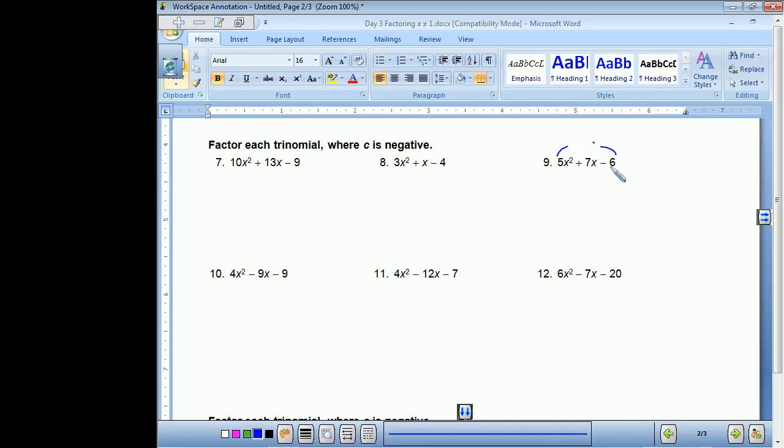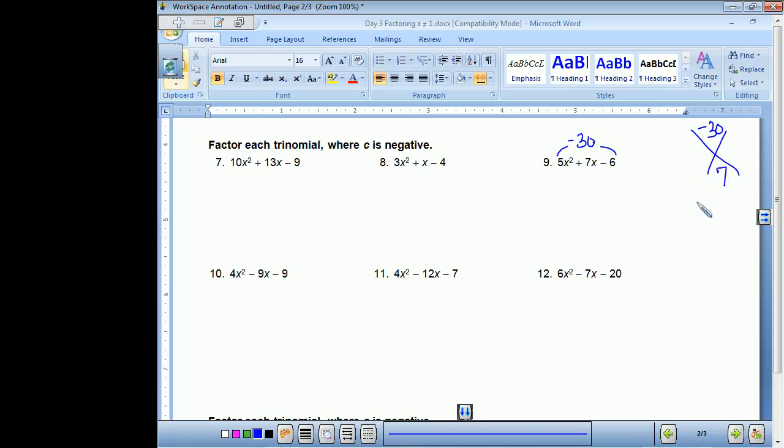What is 5 times negative 6? Negative 30. So this time we're asking ourselves, what can I multiply to get negative 30? So I know they have to be opposite signs, right? Because I'm multiplying two numbers and getting a negative. One's got to be positive, one's got to be negative. And I'm adding to get a positive 7.